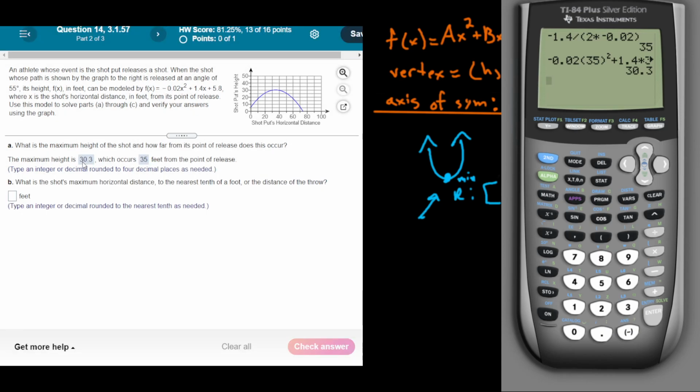Yay, fantastic. What is the shot's maximum horizontal distance to the nearest tenth of a foot, or the distance of the throw? The maximum horizontal distance. It says x is the shot's horizontal distance in feet from his point. The maximum horizontal distance, that'll be from 0 all the way. They're asking for a domain, right? They're asking for the whole stretch of this graph going from left to right. They're asking you for a domain.